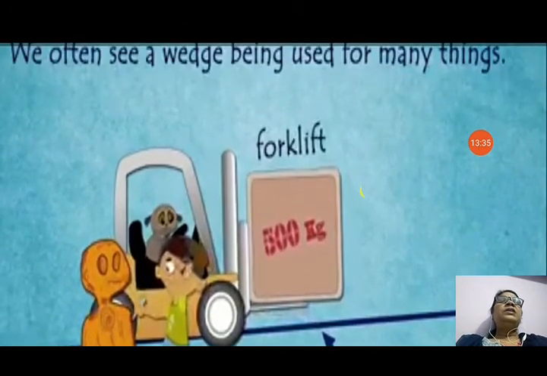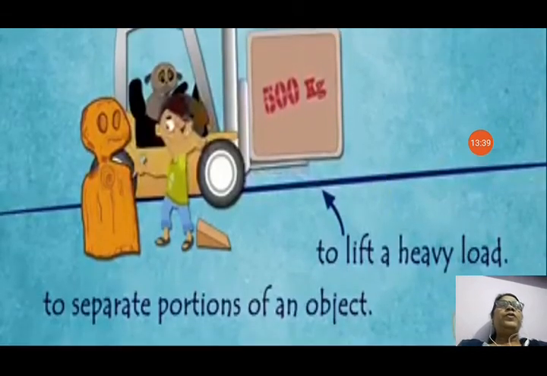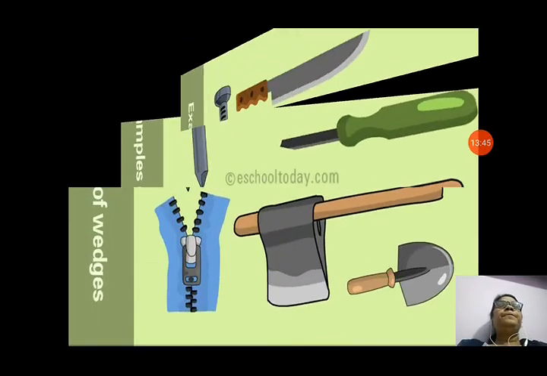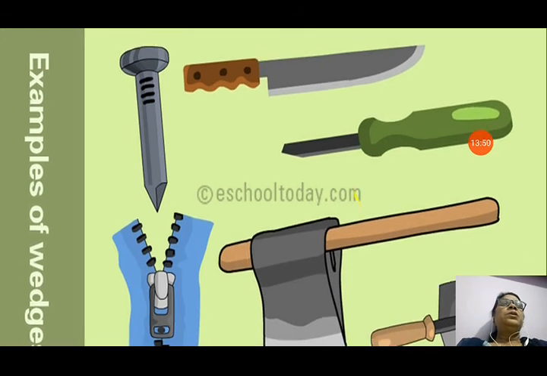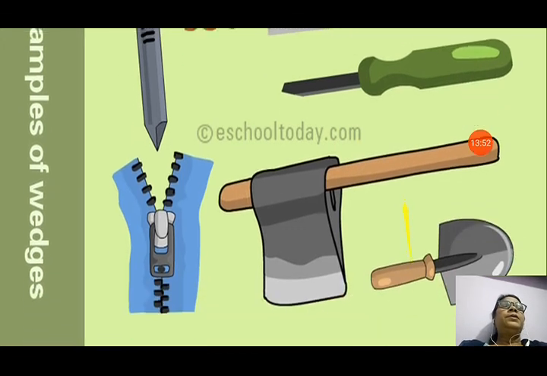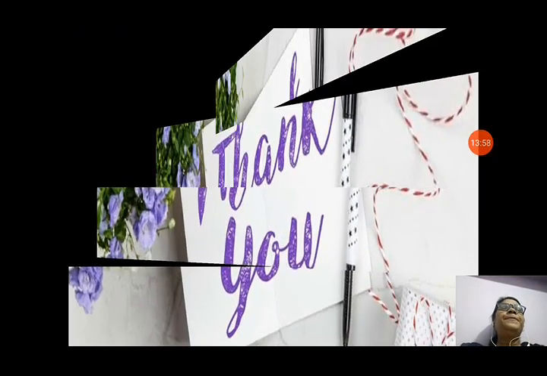We often see a wedge being used in many things. You can see here also a wedge is used to stop the vehicle, to lift a heavy load, to separate portions of an object. You can see examples of wedges: knives, nails. This type of wedge we can use in our daily life. These are the examples of wedges.